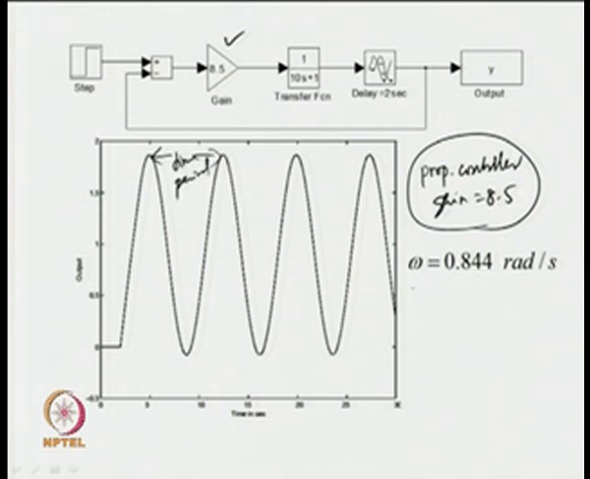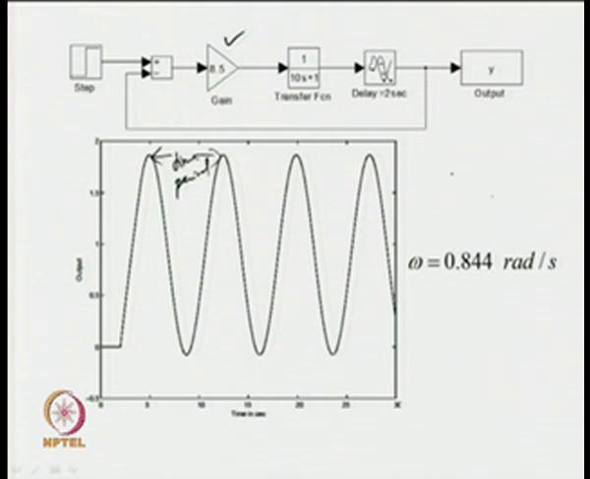From the time period, we find the frequency of the sustained oscillatory output signal to be 0.844 radian per second. Therefore, the signal has a frequency of omega equal to 0.844 radian per second.